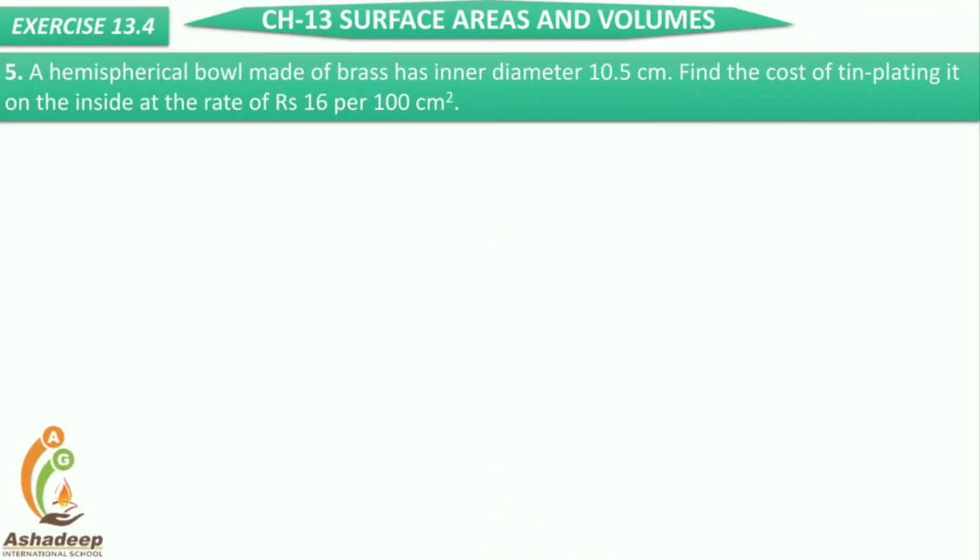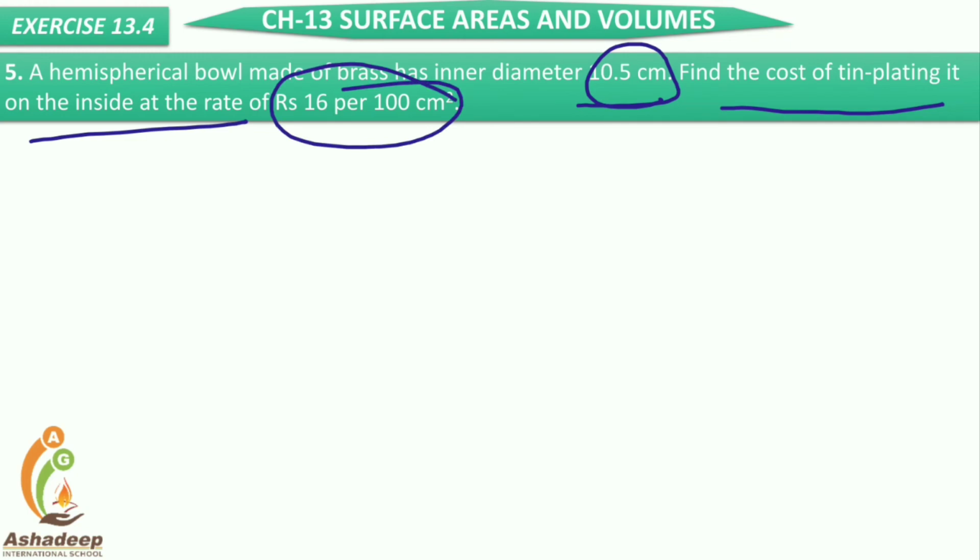Okay, the hemispherical bowl is made up of brass, has inner diameter 10.5, and the cost of tin plating at the inside at the rate of 16 per 100 square centimeter.